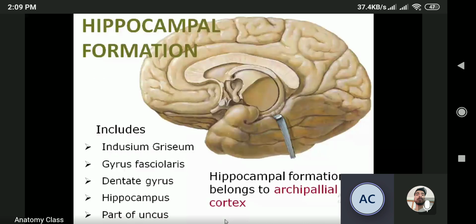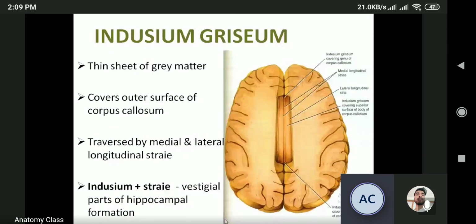Then the next component part of the limbic system is the hippocampal formation. This hippocampal formation belongs to the archipallial cortex, which means the phylogenetically oldest cortex. It includes the indusium griseum, gyrus fasciolaris, dentate gyrus, hippocampus, and part of the uncus. The indusium griseum is actually the vestigial part of the hippocampal formation.